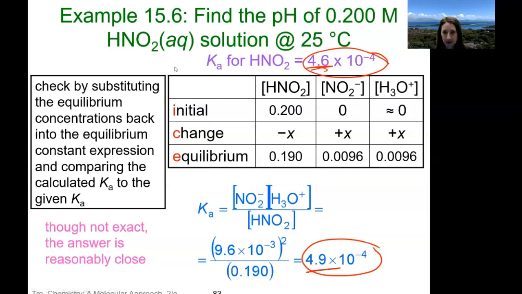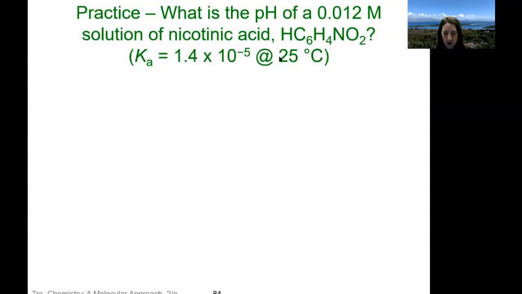Let's try another one. What is the pH of a 0.012 molar solution of nicotinic acid? Now, remember, if it's a strong acid, all we have to do is take negative log of it and we're done. But if it's a weak acid, because it only partially ionizes, we have to do an ice table. Now, how do you know the strong and weak acids? Memorize the strong. That's how you know. Everything else is weak. So this means this is a weak acid.